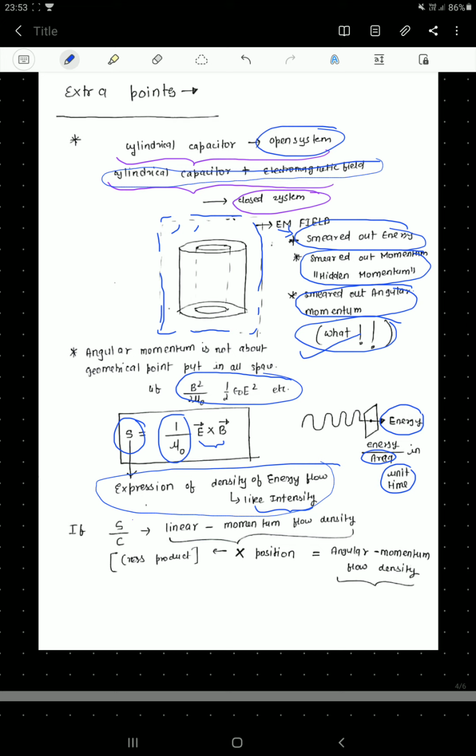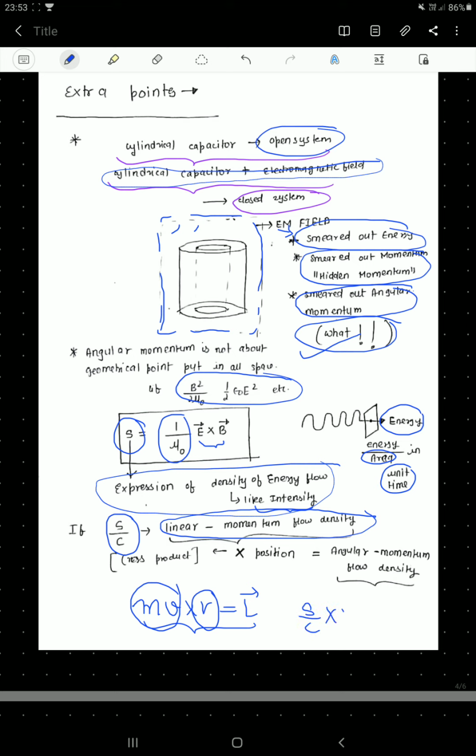So this is the energy that is passing through an area in unit time. Okay. So if S by c is written, that is, if the energy flow density is divided by the speed of light, we get the linear momentum flow density, and we all know that m v cross r is the angular momentum. So the angular momentum flow density can be written as the linear momentum flow density cross the position. So S by c cross r can be written as the linear momentum density. Here I would write it as L D. So this will give us the angular momentum density.